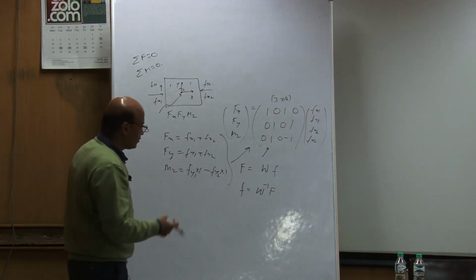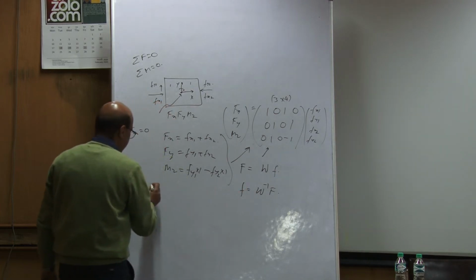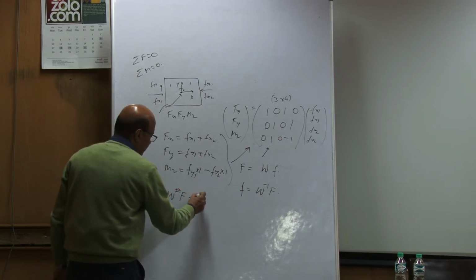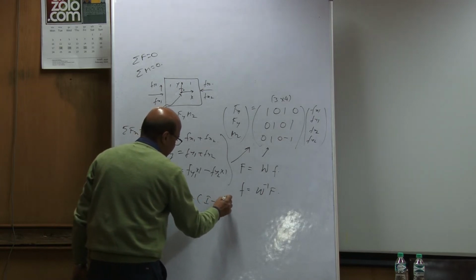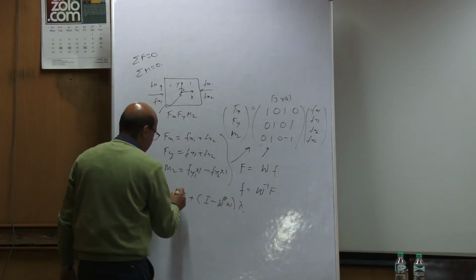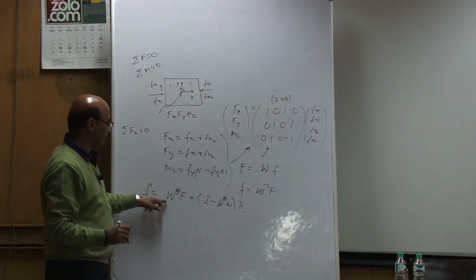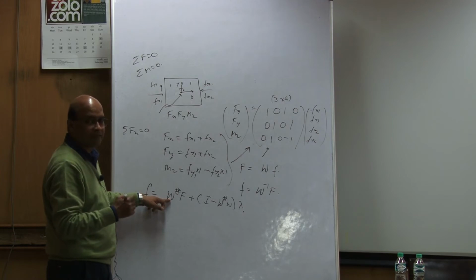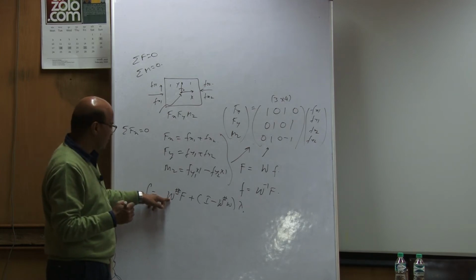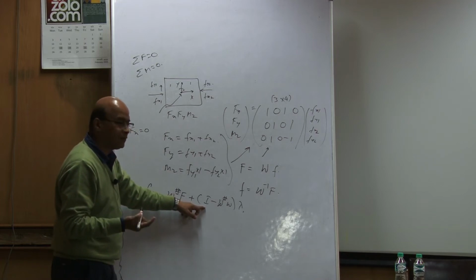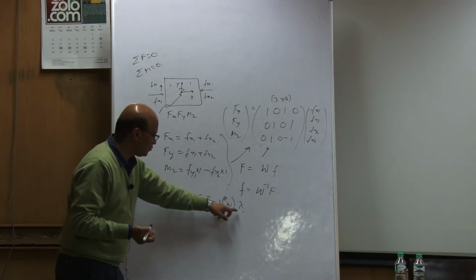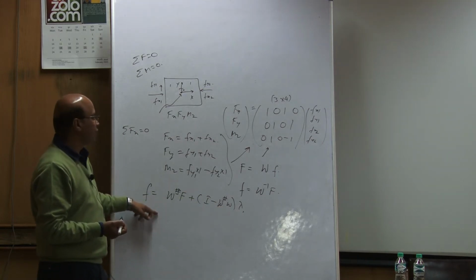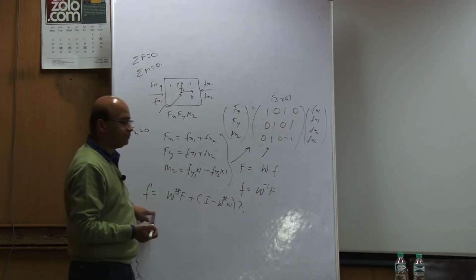So the general solution of this matrix is given by the pseudo inverse of W into F plus (I minus W hash W) into lambda. So the general solution for a matrix inverse is given by this equation, where this is the pseudo inverse of W. W is not an exact inverse. Okay. So pseudo inverse of W into F plus I, the identity matrix, minus W hash into W, into a constant lambda. So this is the general solution for a non-square matrix.